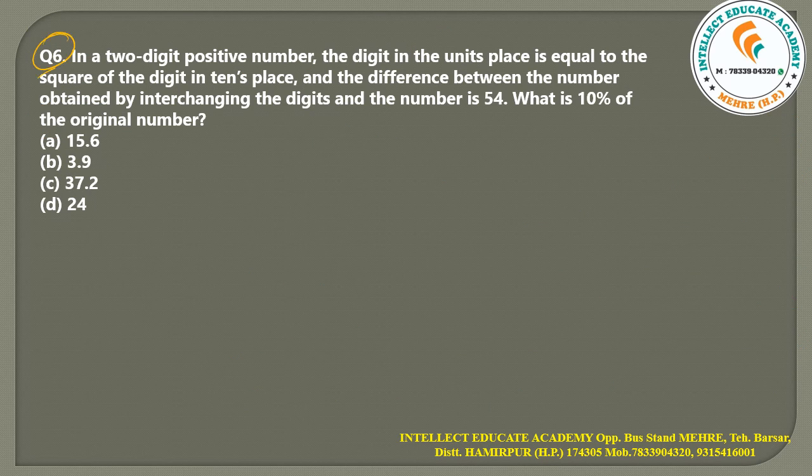Let's take another example. If two positive numbers, the digit in the unit place, this is also a little tricky one. The digit in the unit place is equal to the square of the digit at the tens place. Let the digit at the tens place be x. So what will the unit place be? The unit place will be x square.